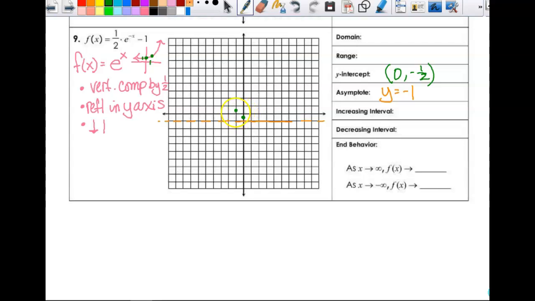So I'm going to go to -1 about 0.4, which is kind of where that point is anyway. I have a vertical compression by 1/2, which makes it at like 0.2. Reflect in the y-axis, it's right here. Go down 1, I'm right here. Is that enough to graph in my graph? I hope so too. It is.